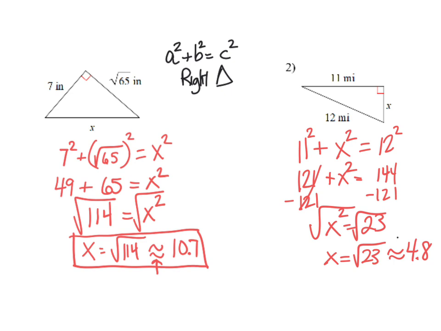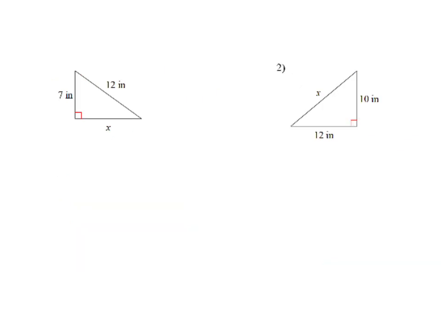I'm going to have you do 2 of these by yourself. So here are 2 problems. In this first one, I'm looking for the leg. In the second one, I'm looking for the hypotenuse. So remember that the A and the B have to be the legs, and the C has to be the hypotenuse. Let's go ahead and start with this first one.